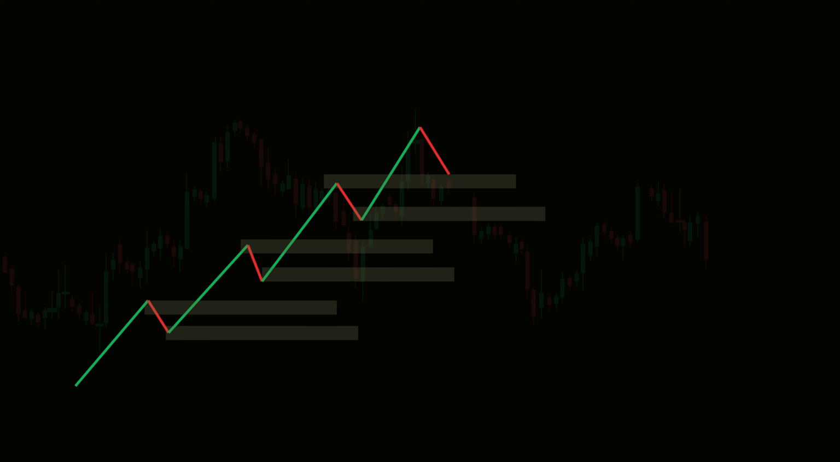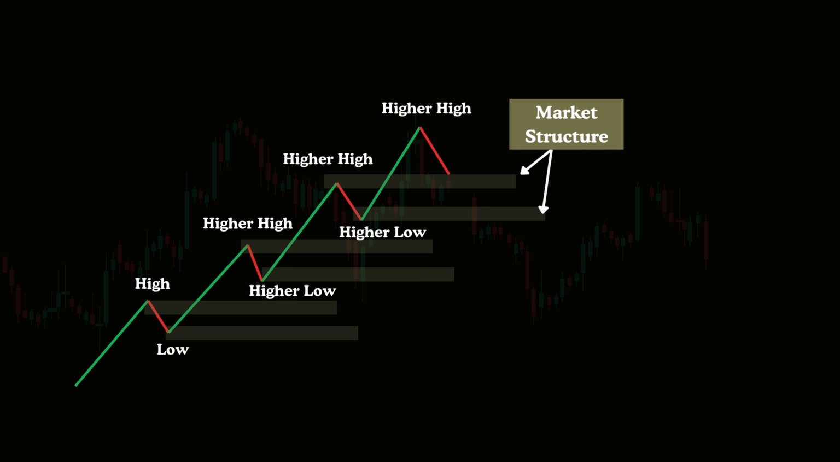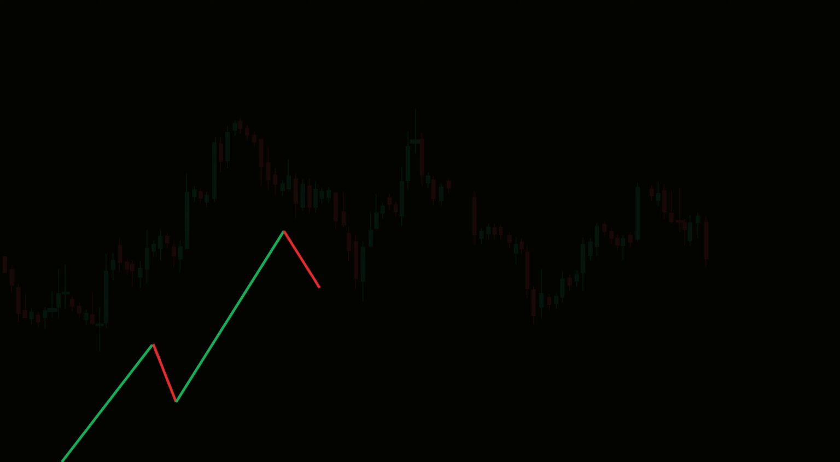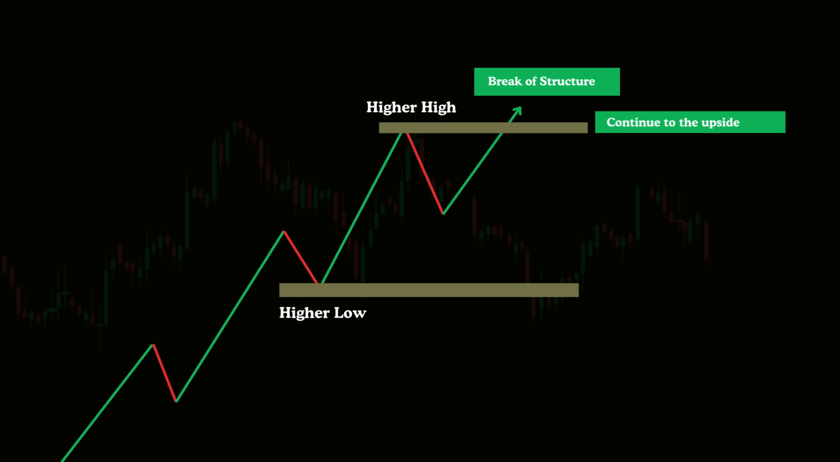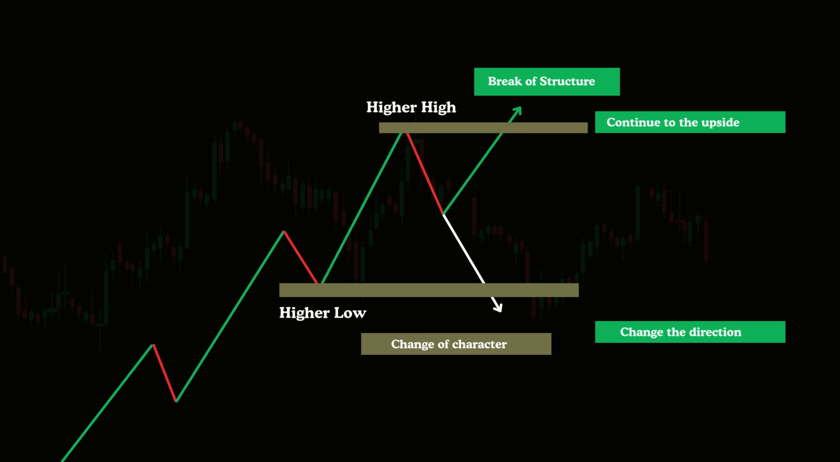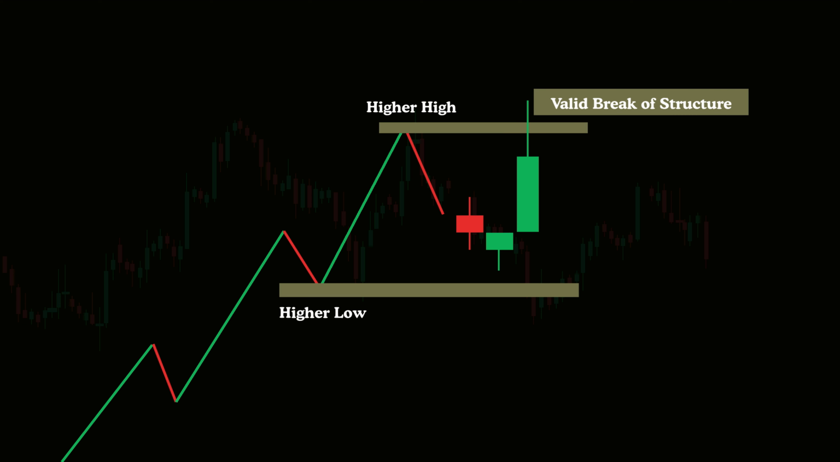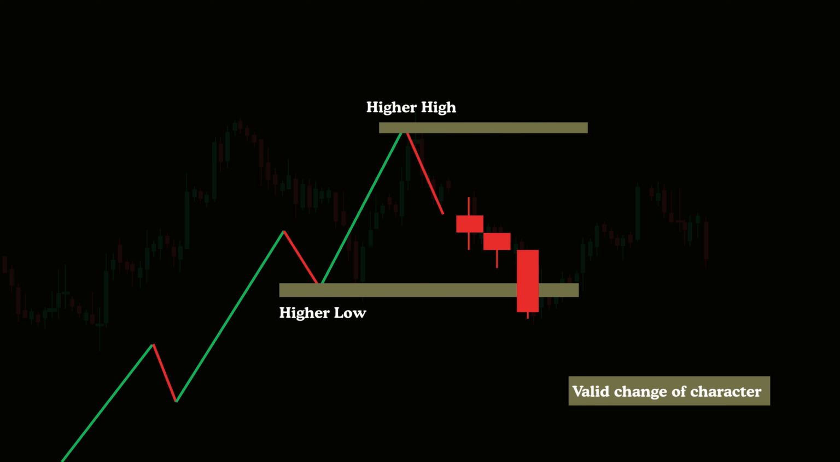So let's proceed to the next concept: market structure shift. Picture a trending market forming a sequence of higher highs and higher lows. In this scenario, every high and low marks a market structure level, and we focus on the most recent higher high and higher low for confirmation. When the most recent higher high is broken to the upside, it indicates that price is likely to continue moving upward, and we define this as a break of structure. On the other hand, if the price drops below the higher low, it signals a potential shift in the main trend, which we identify as a change of character.